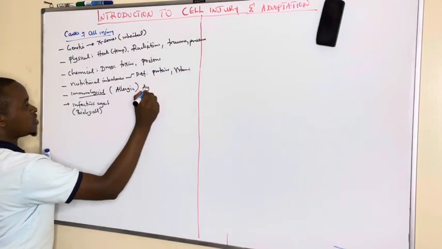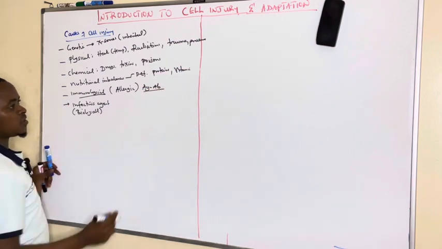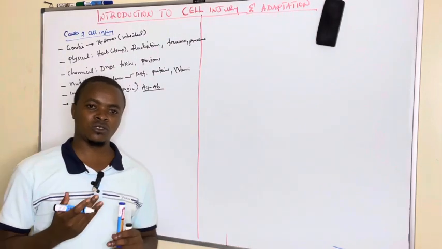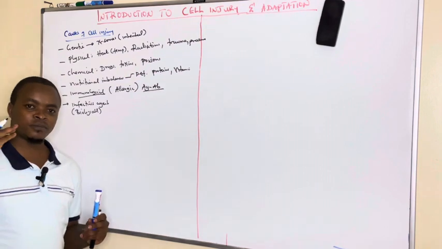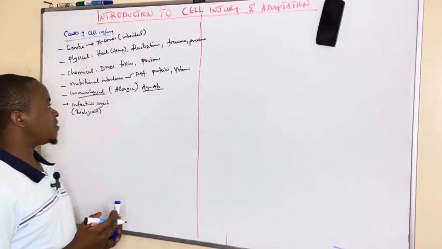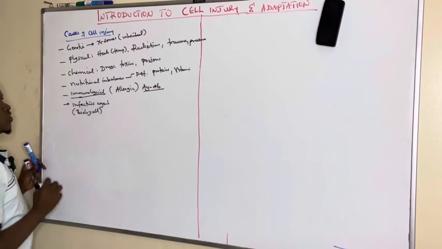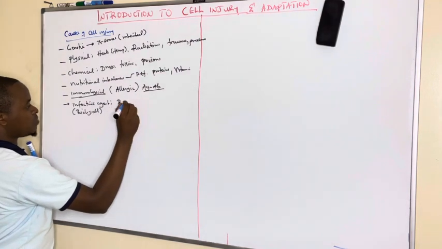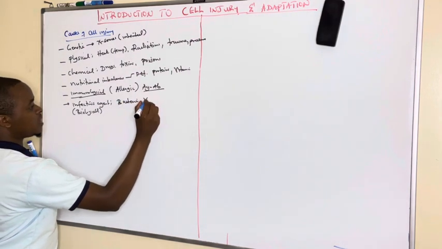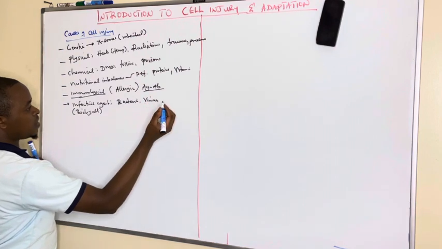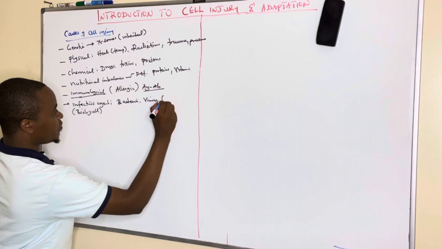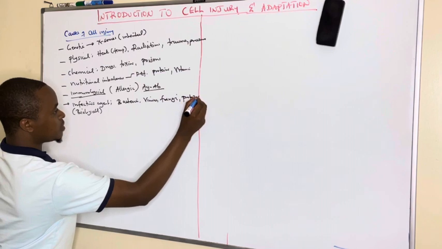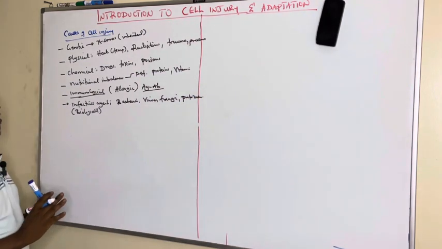reactions due to antigen antibody reactions, or they can be cell mediated. And these ones normally result into what we call autoimmune disorders like systemic lupus erythematosus, like rheumatoid arthritis, as a result of immunological changes. Then infectious agents, we have infectious or biological agents like bacteria, viruses, we have fungi, we have protozoans. So all these can cause cell injury.